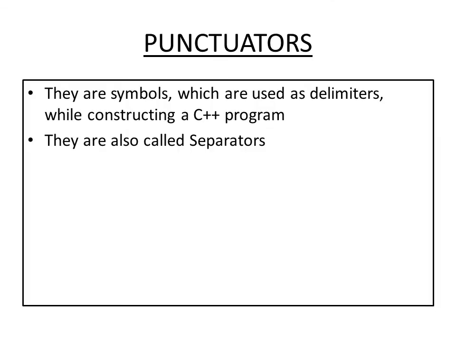Next, we are looking into punctuators. These are symbols that are used as delimiters while constructing a C++ program. They're also known as separators. Punctuators, like if you want to separate two statements, you use a comma. If you want to end the statement, you use a semicolon in C++ language.